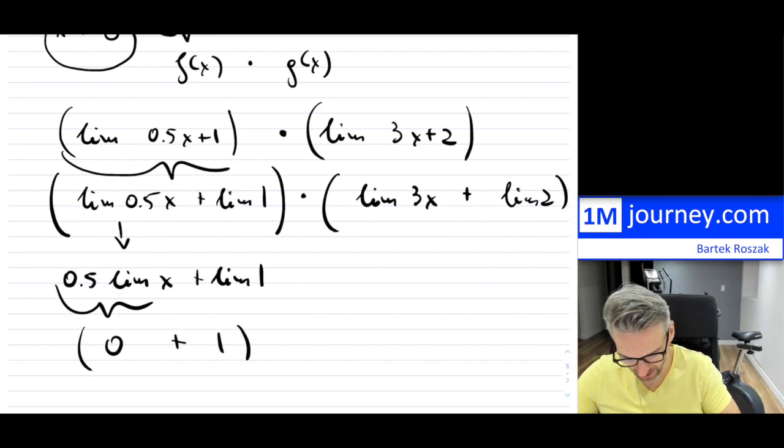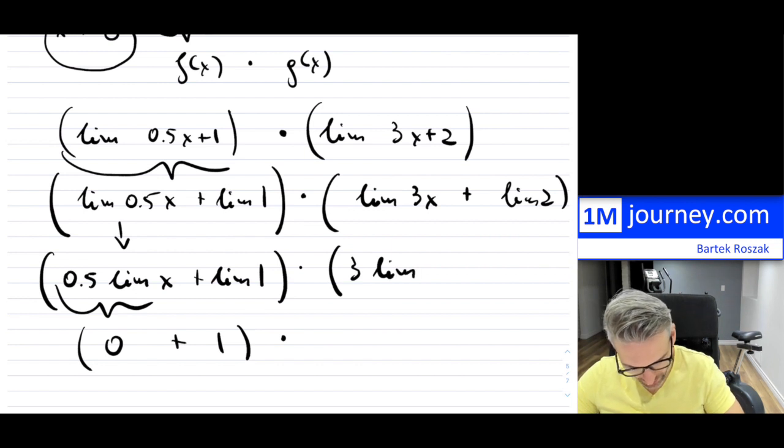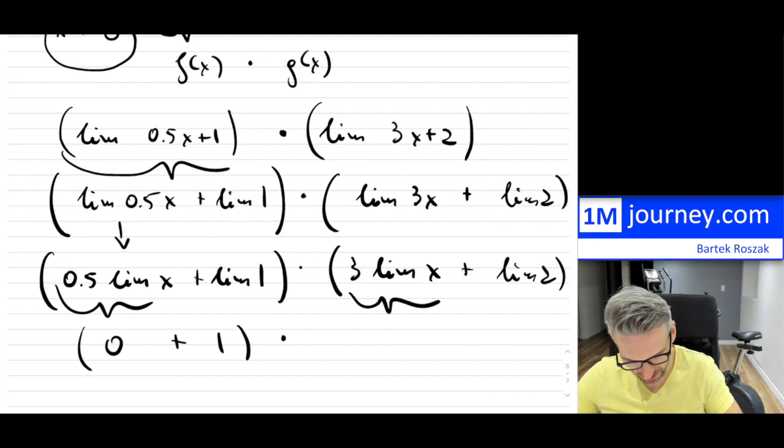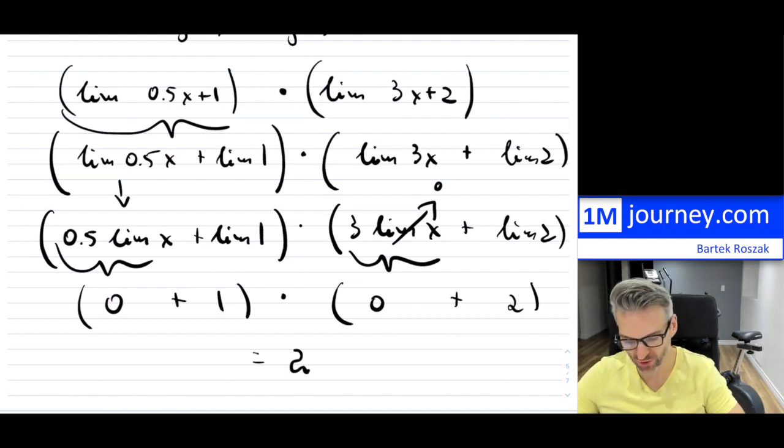So that's right here. And then on the right, I would have said 3 times the limit of x plus the limit of 2. This right here would have been 0 because x tends to 0, and then this would have been simply 2. So this whole thing would have been 1 multiplied by 2, so the limit is just 2.